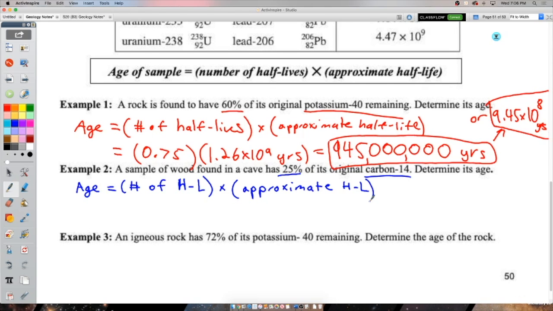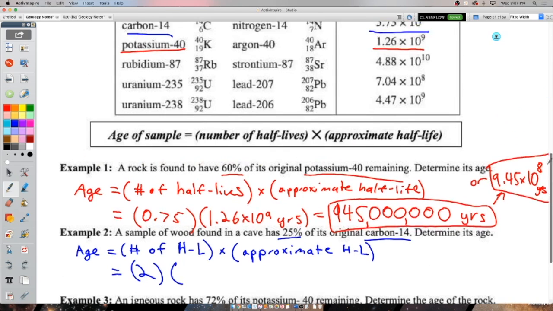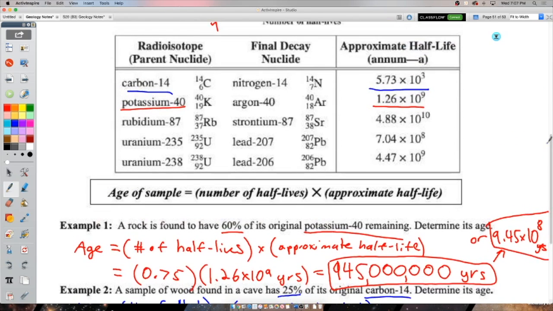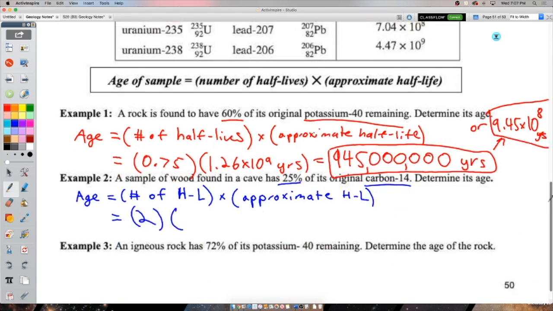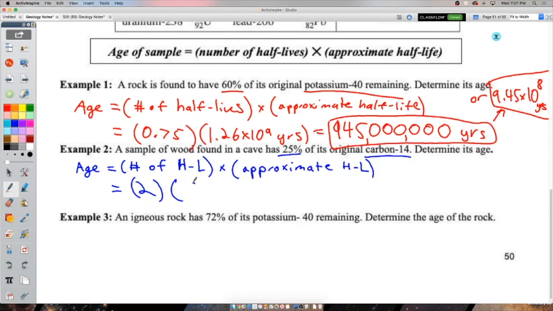Okay, HL is just short for half-life. So we said from our graph, 2 half-lives, times how long is a half-life? Well, for carbon-14, it's this long. It's that many years: 5.73 times 10 to the power of 3 years. Again, annum is just a fancy name for years. I got 11,460 years old.